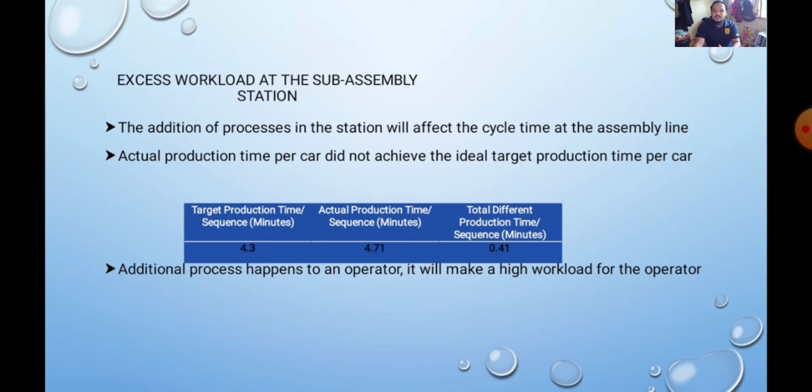the actual production time per car does not achieve the ideal target for the production time per car. The chassis line station's ideal target for average cycle time is 4.30 minutes to finish a sequence, but there are certain problems that prevent achieving the ideal target. So the actual production time in this station only achieved 4.71 minutes. Because of that, the daily target cannot be met.